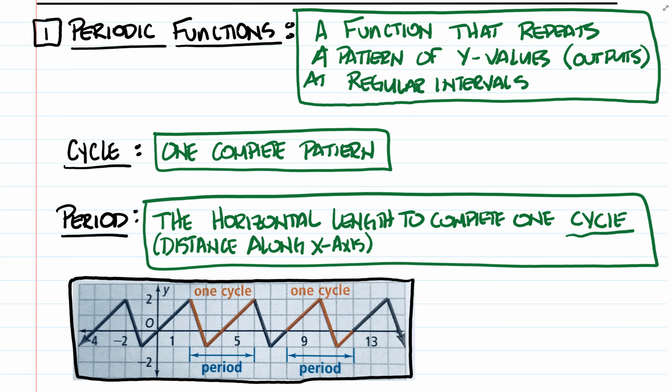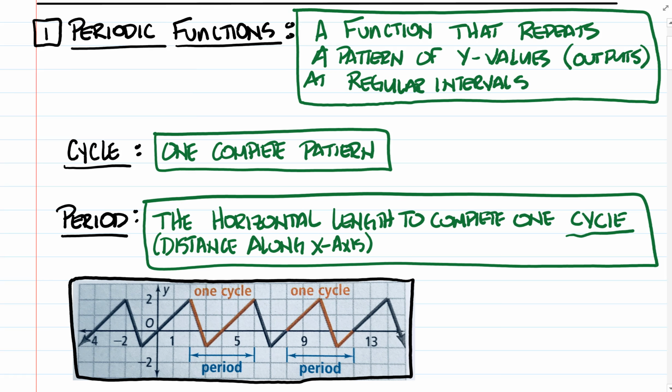So a cycle, the definition is one complete pattern, and a period is the horizontal length to complete one cycle, which of course is one complete pattern. And of course the horizontal distance is the distance along the x-axis. So I'm going to keep all 3 of these words for you in the picture while I talk about this diagram that I have down below. So I'll use a red pen to talk about it.